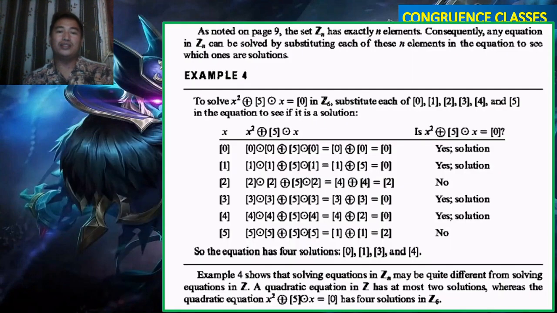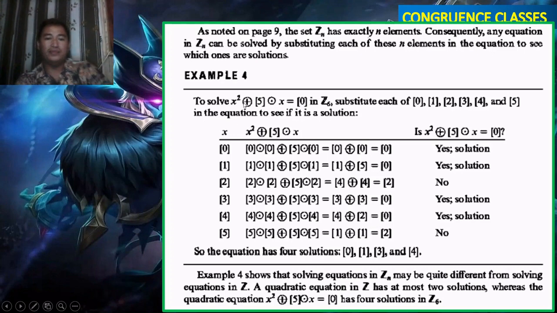Okay. So, as noted on page 9, the set Zn has exactly n elements. So, naging elements ni Zn. So, consequently, any equation in Zn can be solved by substituting each of these n elements in the equation to see which ones are solutions. So, substitute nato, class, tanan from 0 to n minus 1.